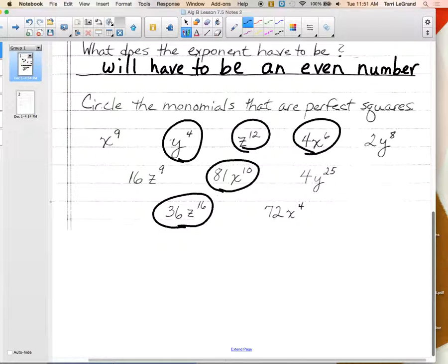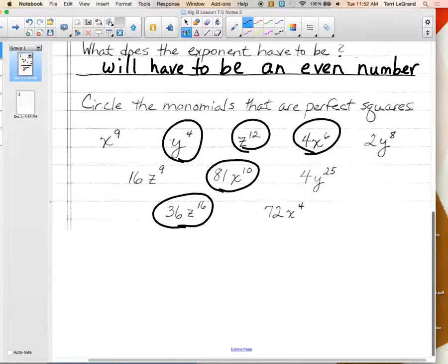Well, Cam did not circle 2y to the 8th. Why not? What part is it? The 2. Is 2 a perfect square? No. The y to the 8th is, isn't it? But the 2 is not. Both the number part and the variable part have to be perfect squares. 16z to the 9th. What's the problem with that one? Its exponent is odd.